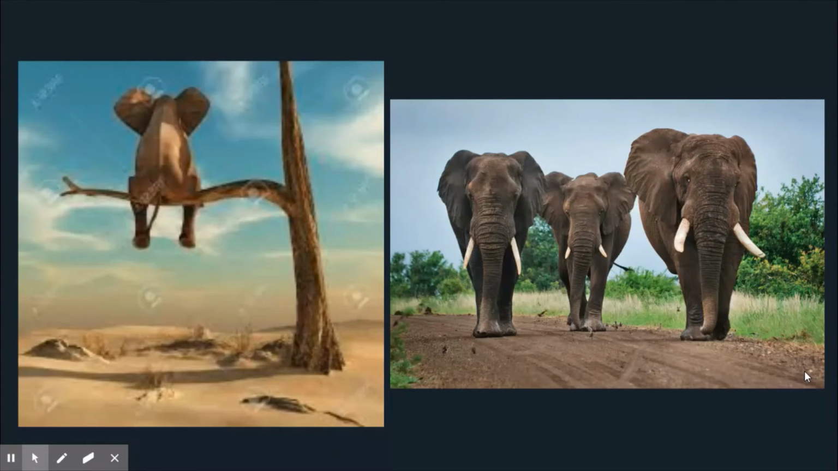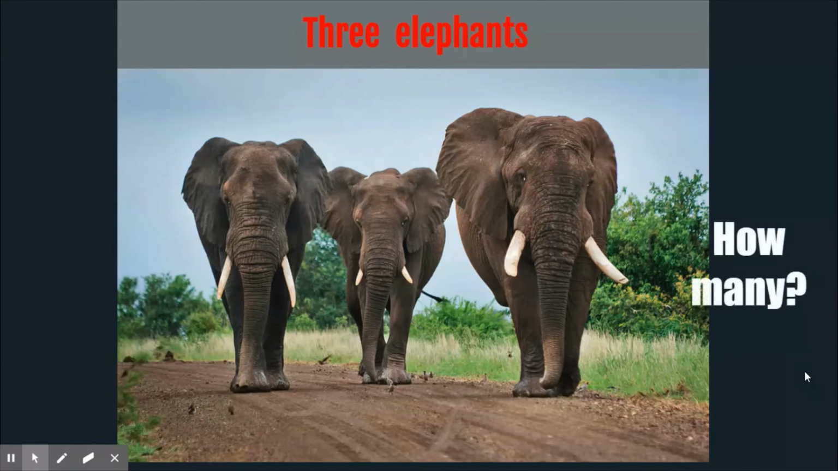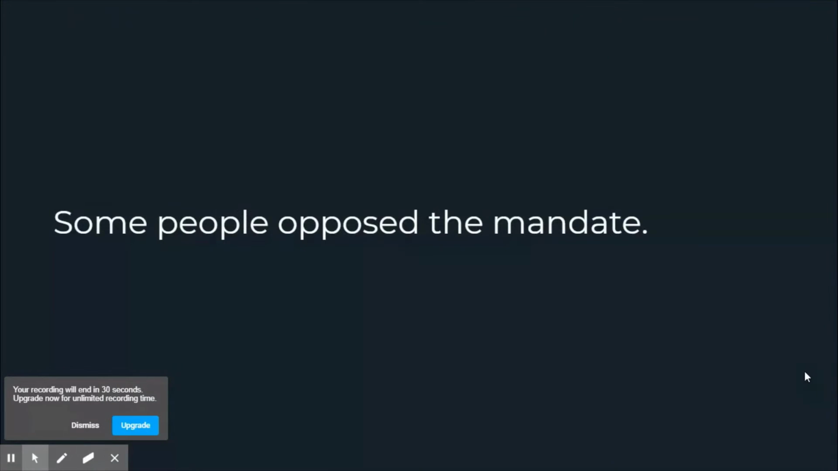So I have here a lonely elephant and I have three elephants, right? So here we go. If I say I saw three elephants, then I'm not saying I just saw a lone elephant, right? Sitting on a tree. Okay, so how many, right? So adjectives can also tell me how many there are. So numbers, right? Okay, so let's look at this one.